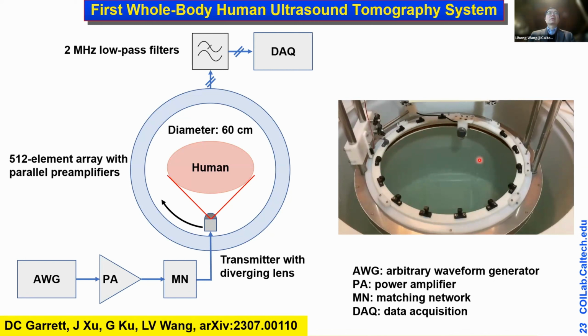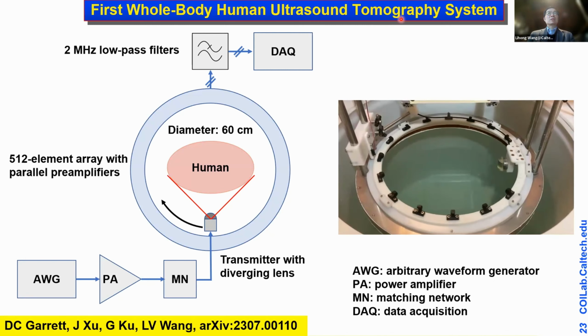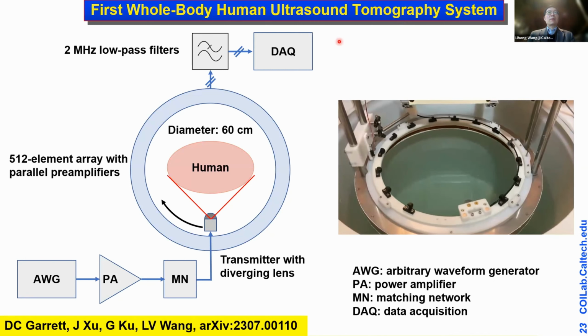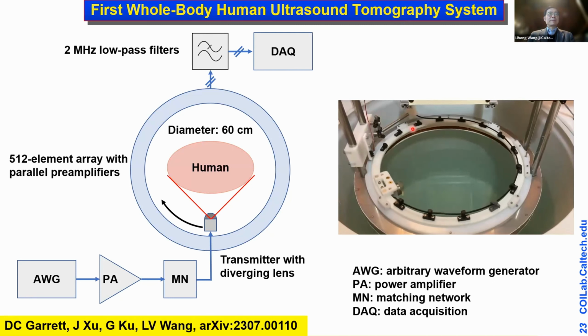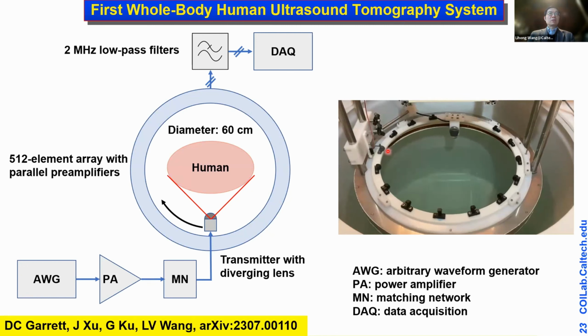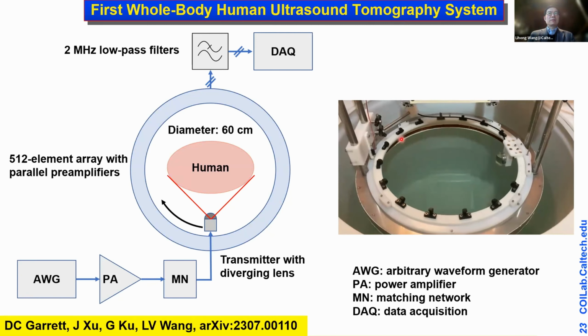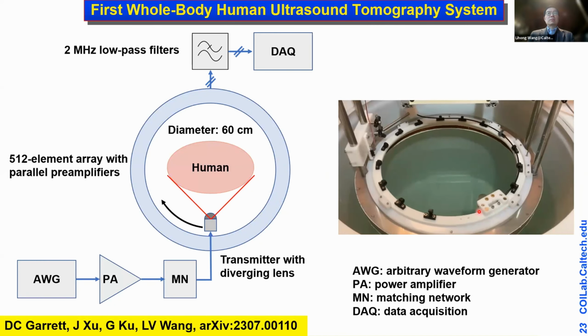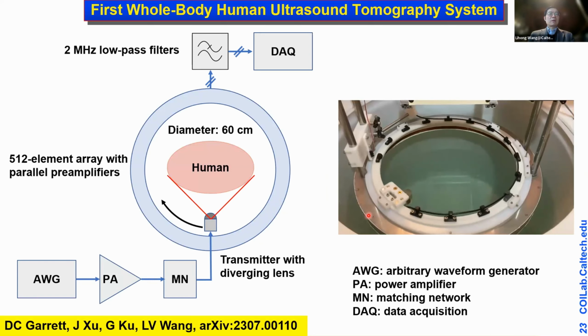And so the precursor is an ultrasound CT system. It turned out this is the first whole body ultrasound CT system ever built. And so we have a 60 centimeter diameter, essentially a water tank for acoustic coupling. And we rotate the system to acquire sufficient data for ultrasound CT.